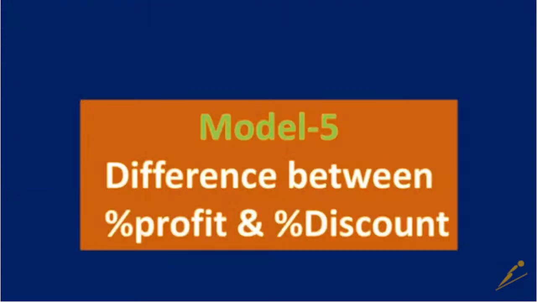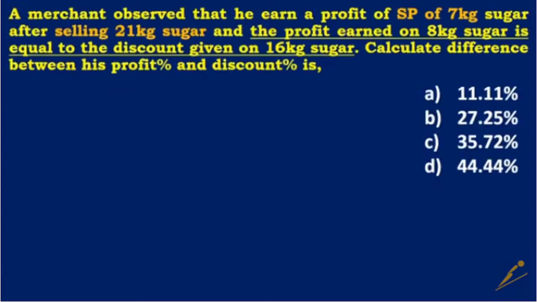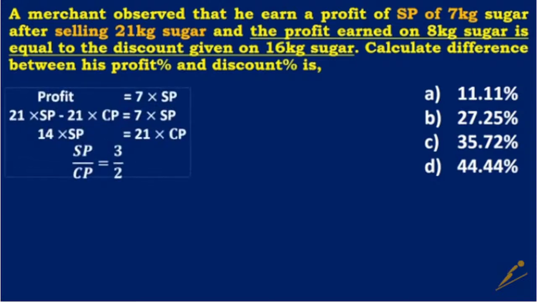Model 5. Difference between percentage profit and percentage discount. Example 1. A merchant observed that he earned a profit of SP of 7 kg sugar after selling 21 kg sugar, and the profit earned on 8 kg sugar is equal to the discount given on 16 kg sugar. Calculate the difference between his profit percent and discount percent. After selling 21 kilos of sugar, the merchant makes a profit of SP of 7 kilograms.